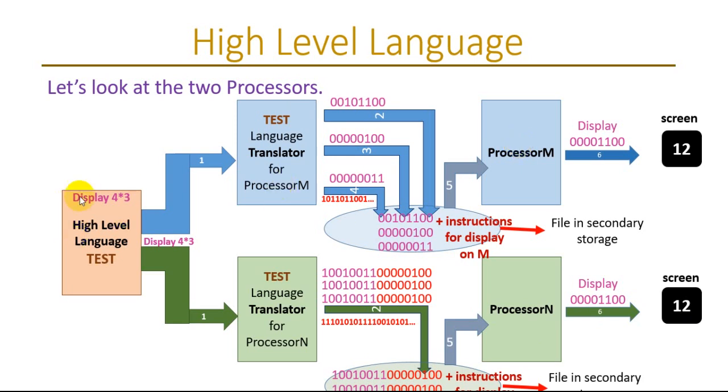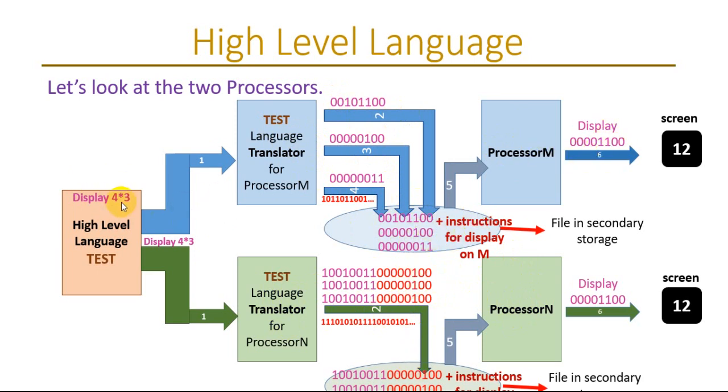Okay, so this high level language now works on processor M as well as processor N. That is because the translator is helping us to do that. The translator will convert the high level language to the relevant processor's instruction set. This translator will convert to this processor's relevant instruction set, and this translator will convert to this processor's relevant instruction set. So the end result may be different, but the outcome is the same.